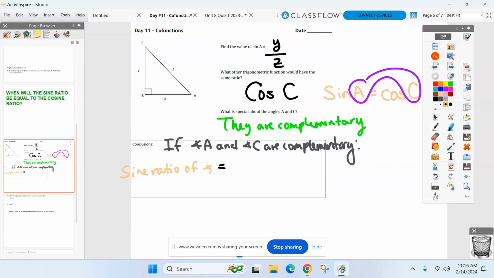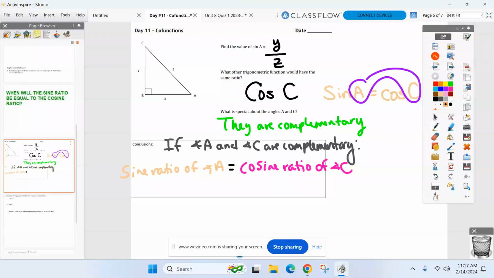Whoops, sorry. I've got to put the angle name in, huh? Of angle A equals the cosine ratio of angle C, always. But the angles have to be complementary.